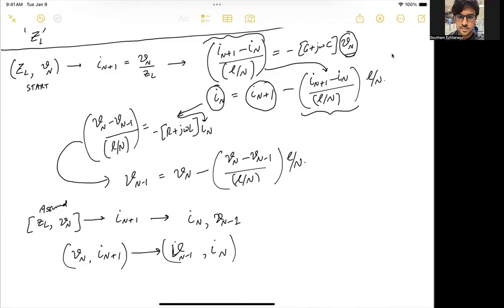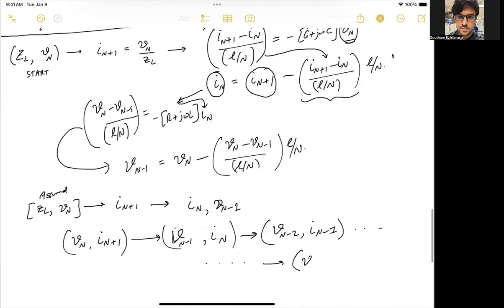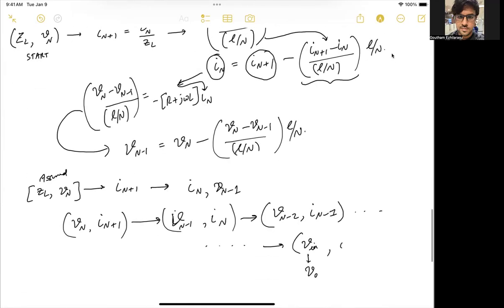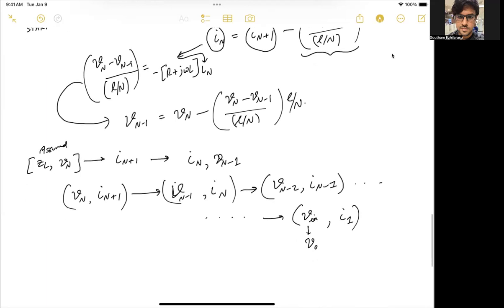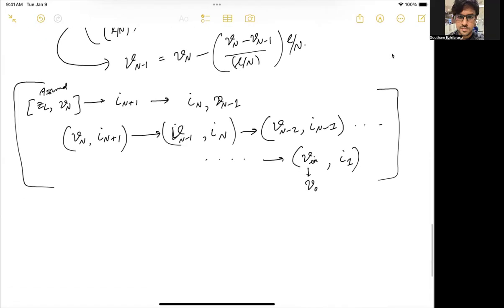The same procedure of calculating the slope, using it in the update equation, and calculating the next stage can be continued to calculate Vn minus 2, In minus 1, and so on. This can be continued all the way to the initial place, where we can calculate what Vn is, which is essentially just V0, and also I1. So by using this procedural method, we can go recursively: assuming a certain boundary condition at the output, we can go all the way and calculate the input.